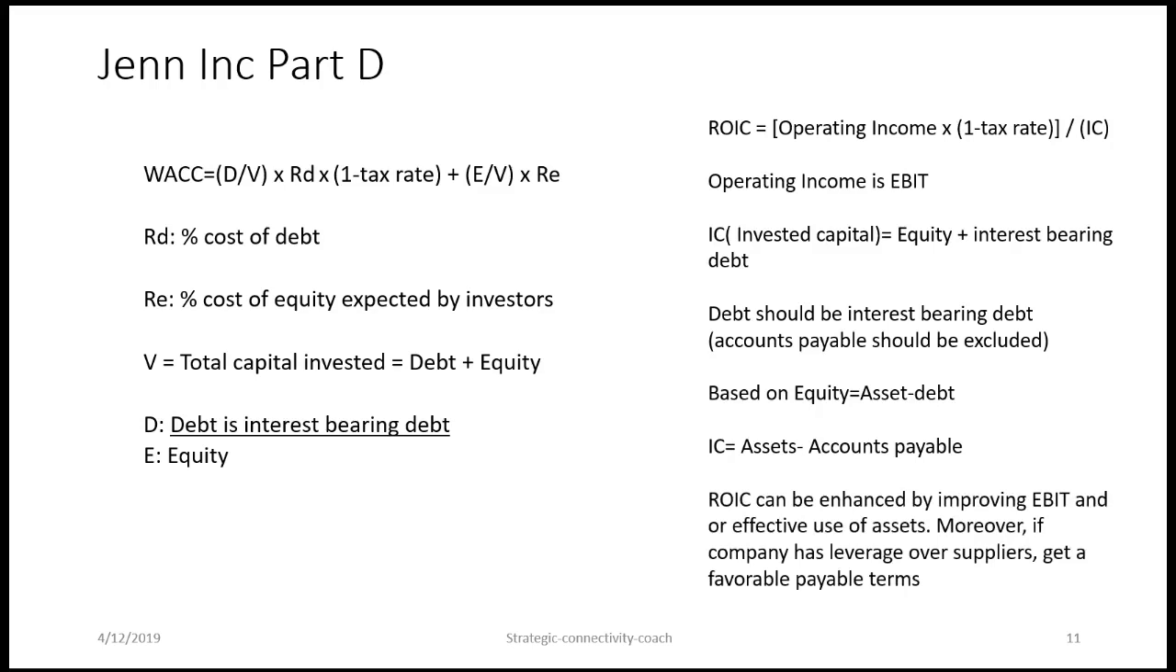So now, how do you improve ROIC? If you look at the formula, ROIC can be enhanced by improving the EBIT, or the operating income.